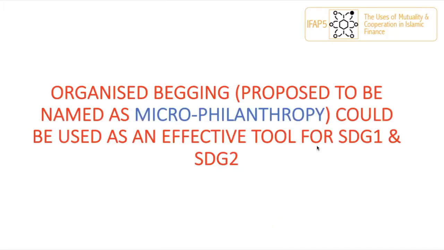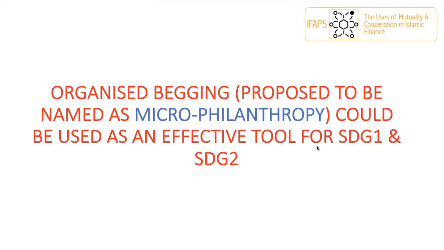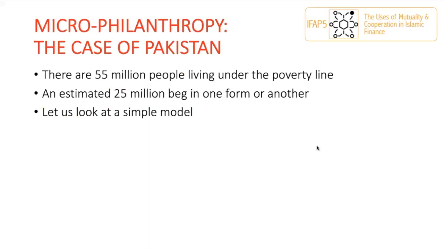So organized begging, and I would like to propose this to be called micro-philanthropy, could be used as an effective tool for meeting the requirements of Sustainable Development Goal 1 and 2. This is your homework. Look at what SDG 1 and SDG 2 are. Of course, this has something to do with hunger and poverty, but I would like you to Google and see. So we are saying organized begging, to be named as microphilanthropy, could be used as an effective tool for SDG 1 and SDG 2. I'll give an example of microphilanthropy with reference to Pakistan.